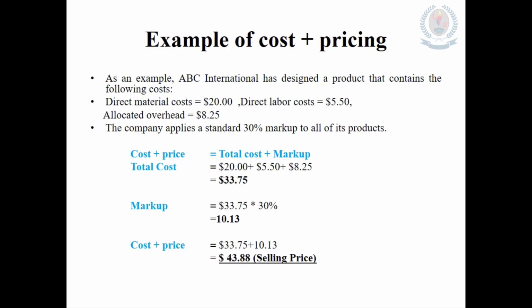$10.13 is the profit on the product. Now, going to the last part, that means designing the selling price, or the cost plus price. What we should do is add our total cost of 33.75 and our calculated markup of 10.13. So the selling price is $43.88. This is the simple way of calculating cost plus pricing.